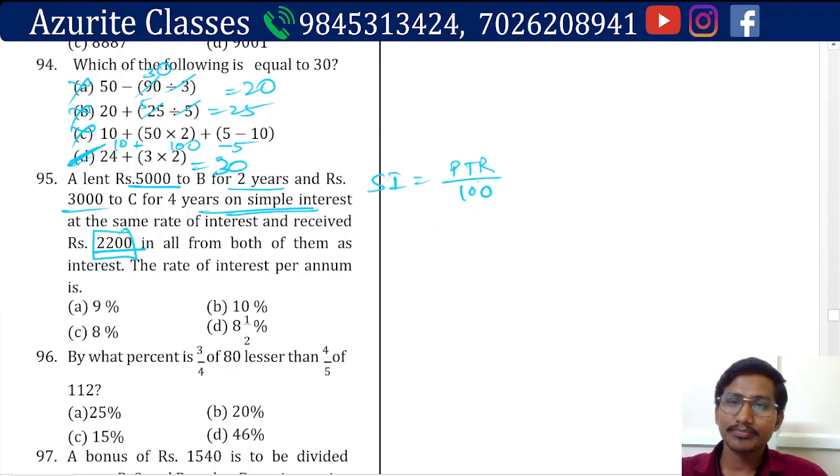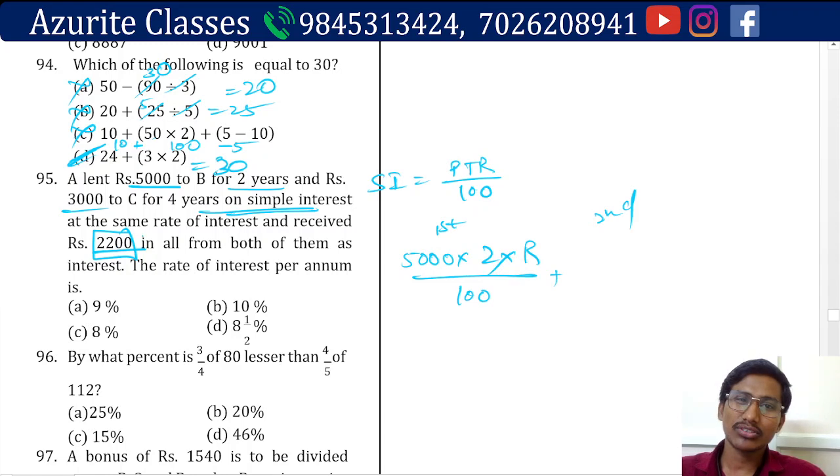For the first, principal is 5,000 into time, they have given 2 years, and then the rate we don't know, find it, divide by 100, plus the second one is, how much?